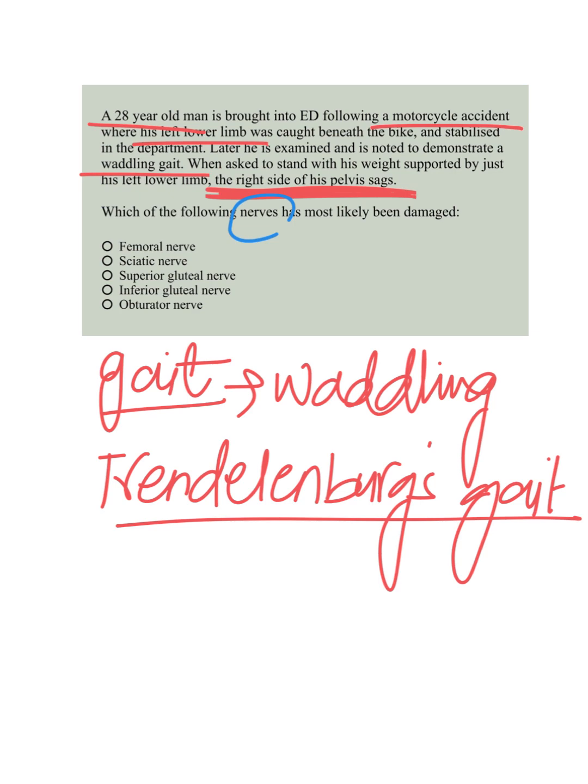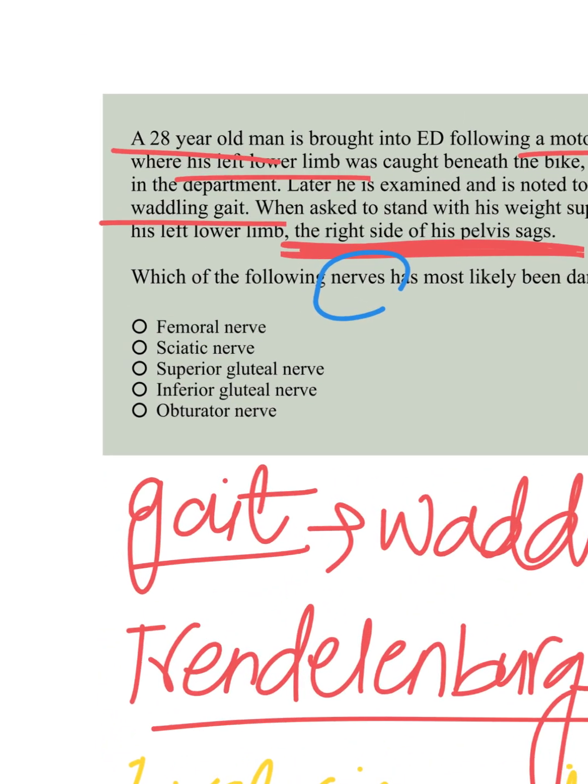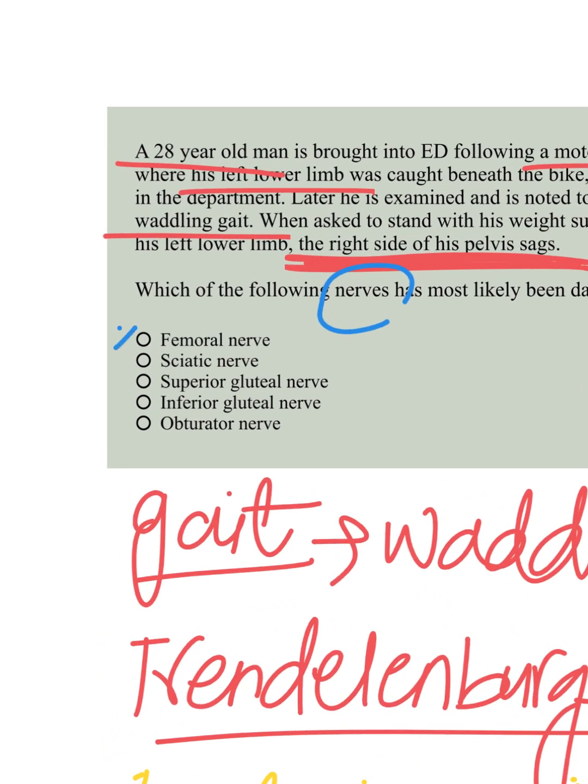So if you know about this gait, you will definitely know the answer as well. But if you do not know about this gait, we can use the exclusion method to find the answer. The exclusion method is that you cross out all the extremely irrelevant options. So you have two options to decide from. Femoral nerve, sciatic nerve, and obturator nerve are the options which are extremely irrelevant.